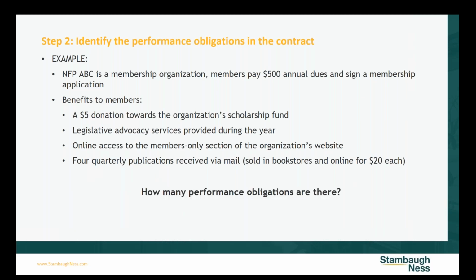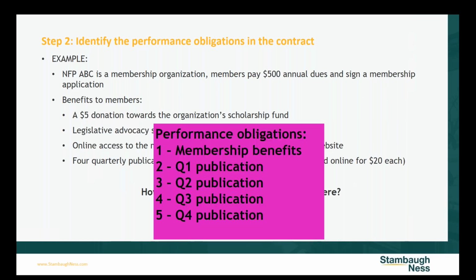Then if we go to our next question on this example, to illustrate this a little better, how many performance obligations are there now? We know what the list of benefits is here. We've got that $5 donation, we've got the legislative advocacy services, we've got the online access, and we've got the 4 quarterly publications. How many actual performance obligations are there? In this scenario, there are 5.